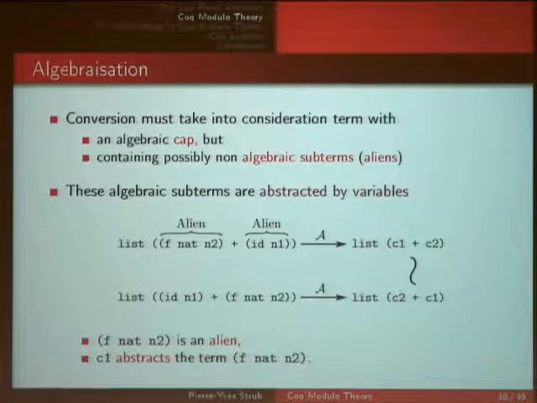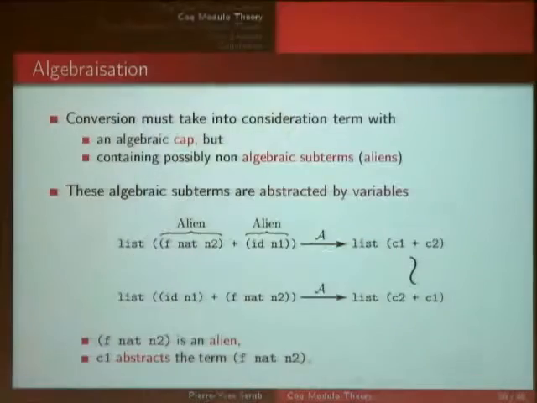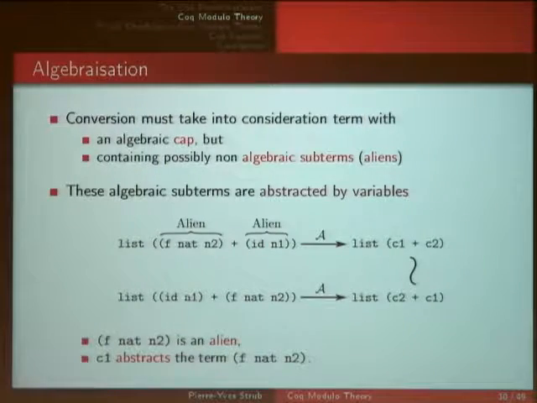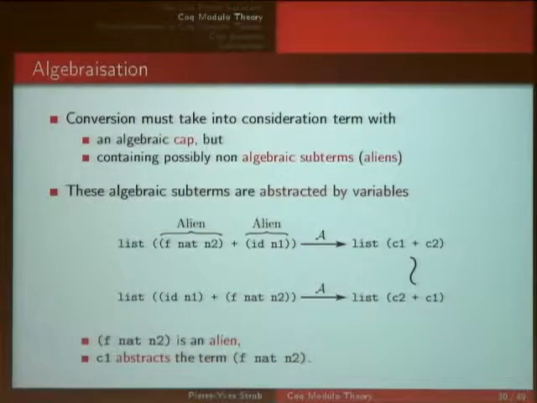For example, f applied to n1 and n2 will be abstracted by the variable c1. And this alien will be abstracted by the variable c2. And this arrow with a here is the algebraization process, replacing aliens by variables. So for example, here, what I obtain is list applied to c1 plus c2. Here I do the same, but now the aliens are swapped. So the algebraization process will give me the type list applied to c2 plus c1. And now, these two are convertible.